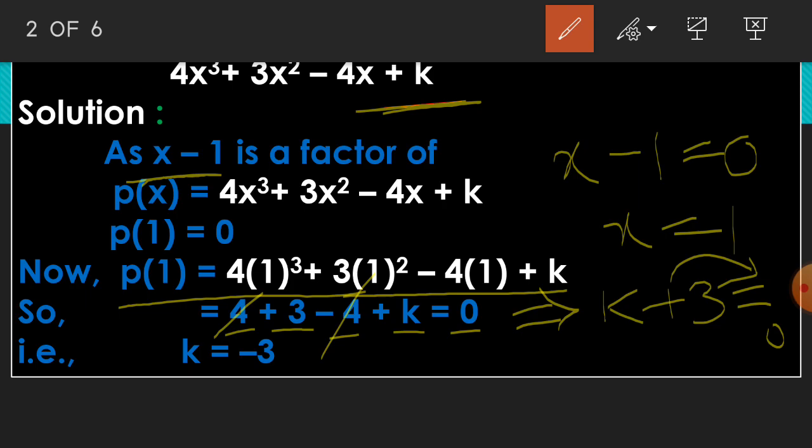The unknown value is like k, but sometimes it is given as t, sometimes as s. Somewhere a constant value or some coefficient value will be missing, something like that. So we have to find that by using the factor theorem. Okay, let us see a few more examples.